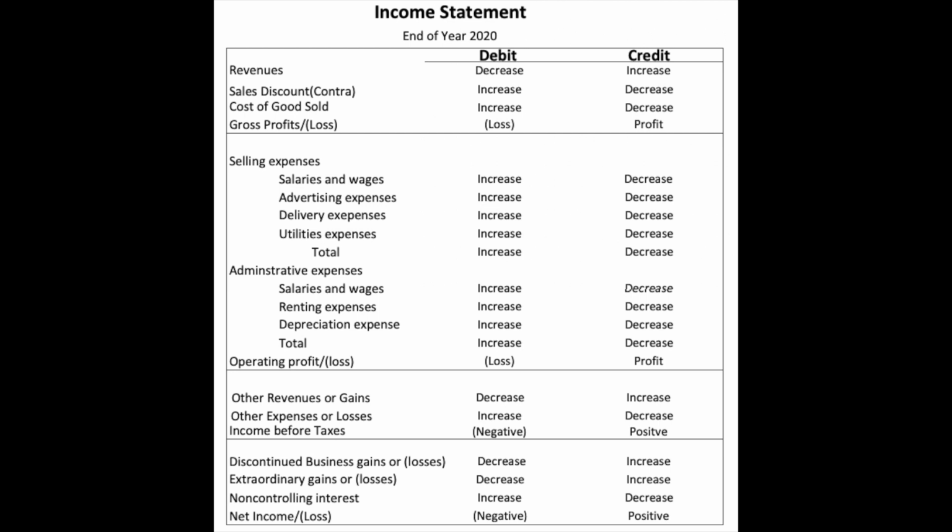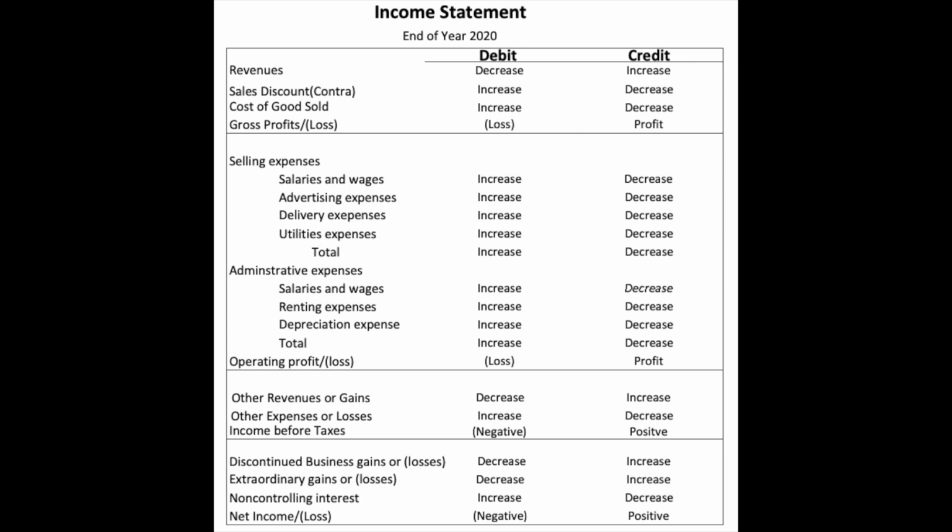Discontinued business gains or losses. Discontinued business gain increases with a credit and decreases with a debit. Discontinued business loss increases with a debit and decreases with a credit. Extraordinary gains or losses come from infrequent and unusual transactions. Extraordinary gains increase with a credit and decrease with a debit. Extraordinary losses increase with a debit and decrease with a credit.